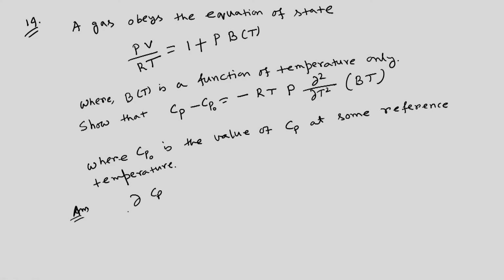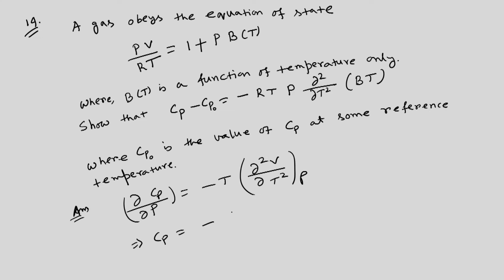So, del Cp by del P. We know this one: del Cp by del P equals minus T del 2V by del T2 at constant P. So we get Cp. This is the expression for Cp.